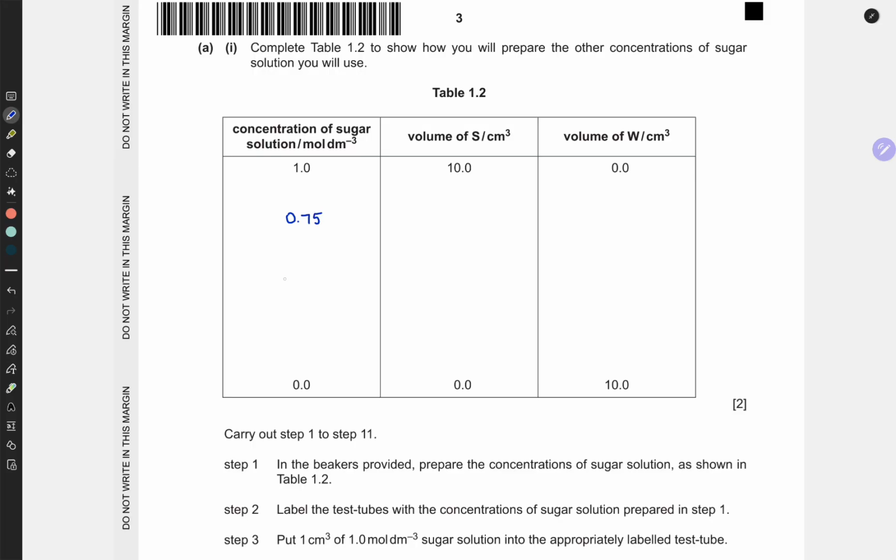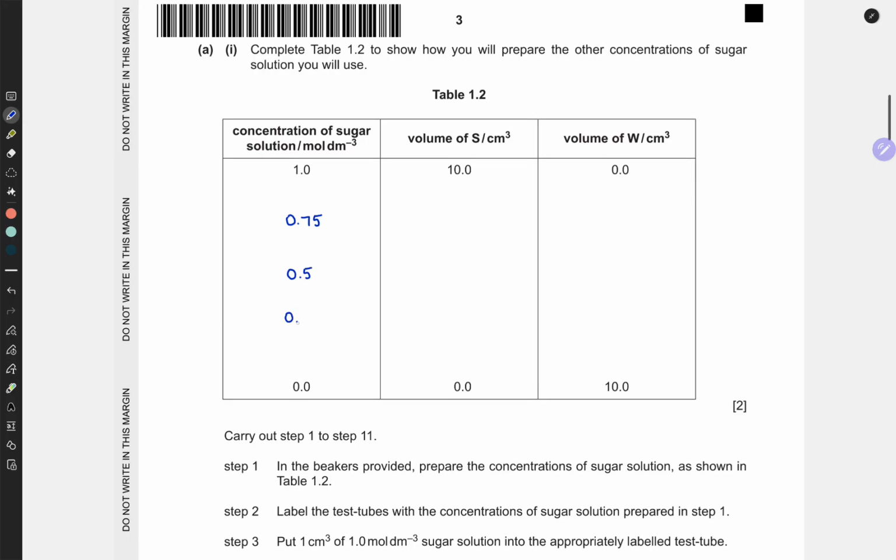0.75 and 0.5 and 0.25. And to find the volume of S, just multiply 10 by 0.75, so you'll get 7.5, and 10 times 0.5 is 5, to 1 decimal place, so 5.0, then 0.25 times 10 is 2.5, and then add distilled water, so that both of them add to 10 cm^3: 2.5, 5.0 again, and then 7.5 distilled water.